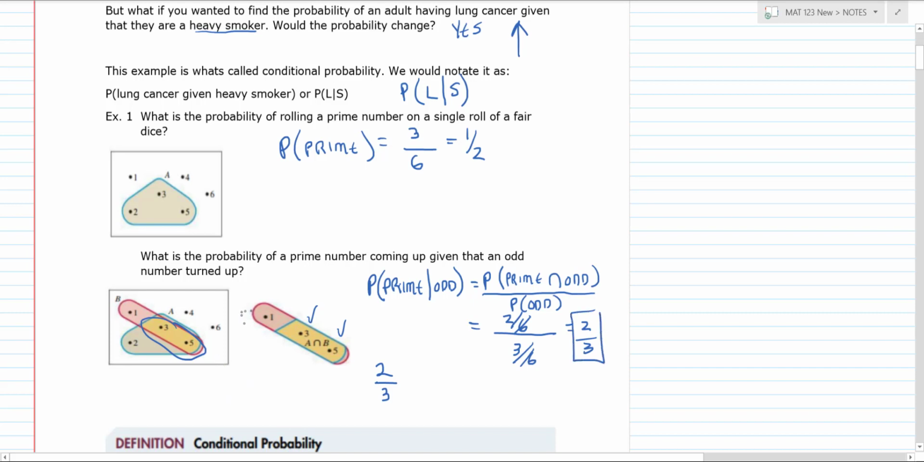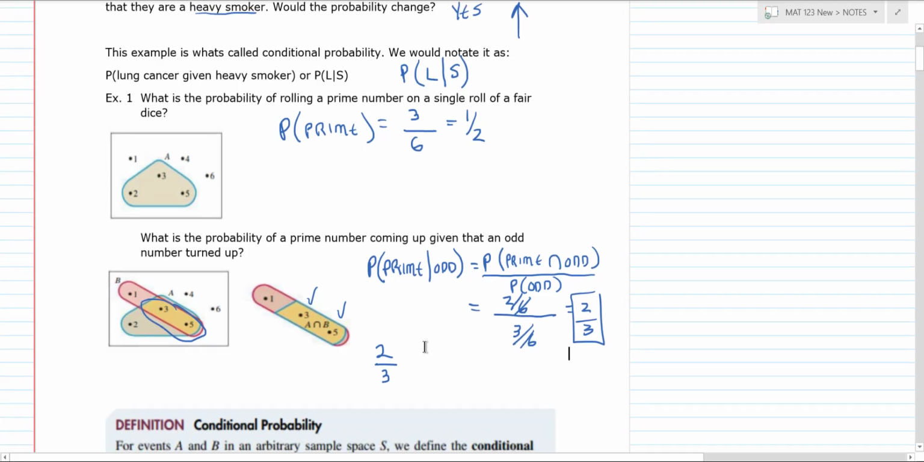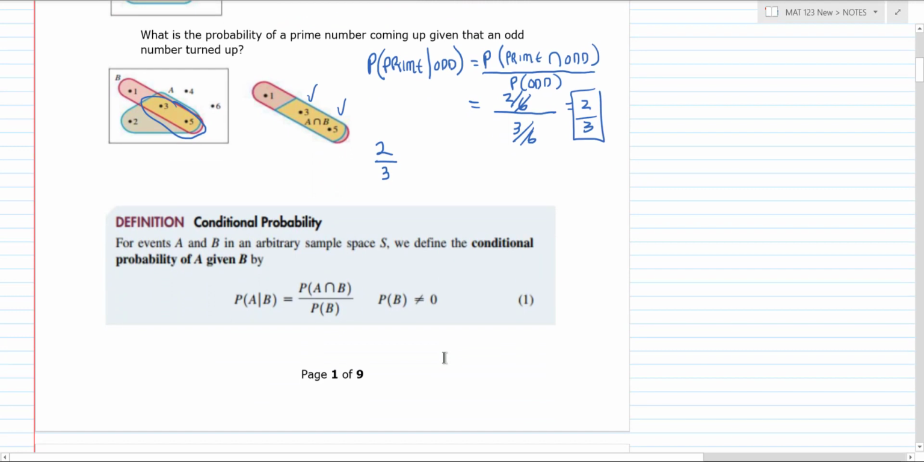So what you're really doing is, given that there are 3 odd numbers, how many of those are prime? 2 out of 3. That's what we mean by a given probability. Okay, that's a good illustration to get you started on the concept of a given probability. Now, the formula that we follow is what I just did. If we're going to do the probability of A given B, we do the probability of the intersection, and then we divide by the probability of that given part. And of course, the probability of B has to be some positive number. It can't be 0 because you can't divide by 0.